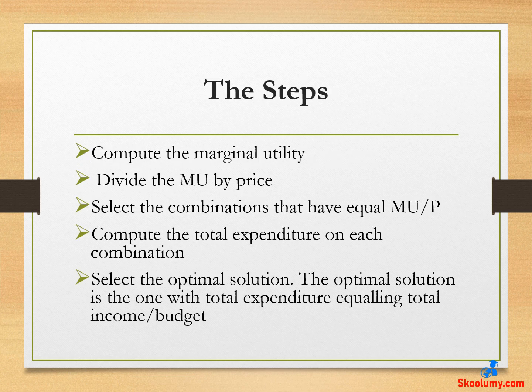There are 5 steps involved in determining the optimal combination of goods that gives maximum satisfaction to the consumer. They are: number 1, compute the marginal utility. Number 2, divide the marginal utility by price. Number 3, select the combinations that have equal marginal utility per price. Number 4, compute the total expenditure on each combination. Number 5, select the optimal solution. The optimal solution is the one with total expenditure equaling total income or budget.